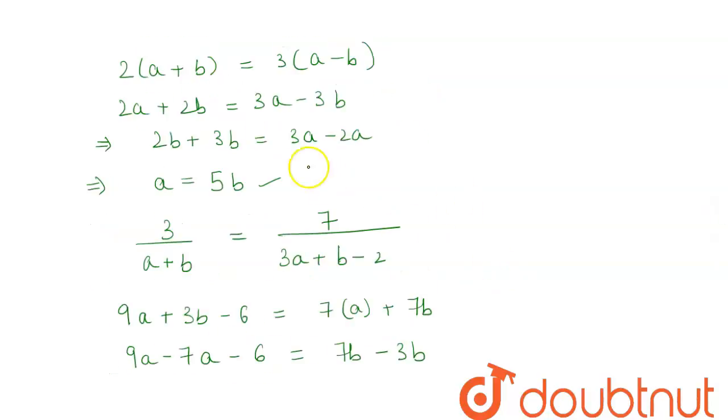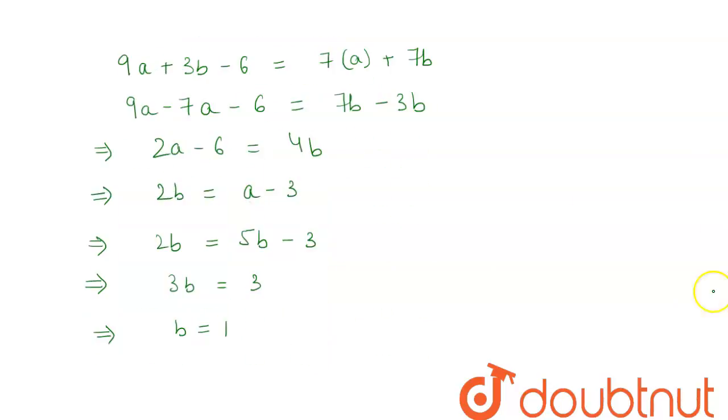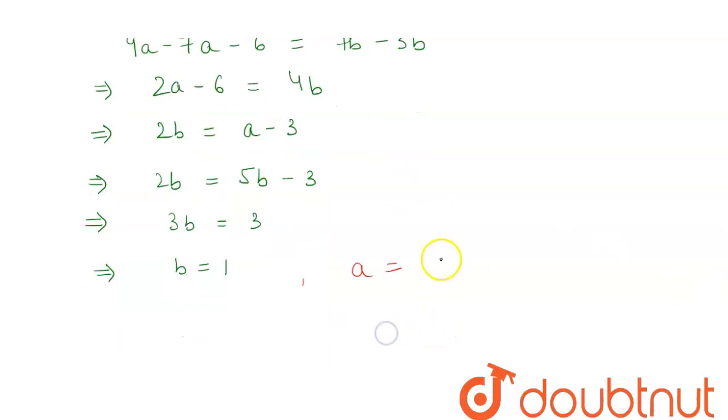Now if we put back the value of b in this equation, we will get a will be equal to 5 times b, which is 1. So from here we get the value of a to be 5. So we have found our a to be 5 and our b to be 1.